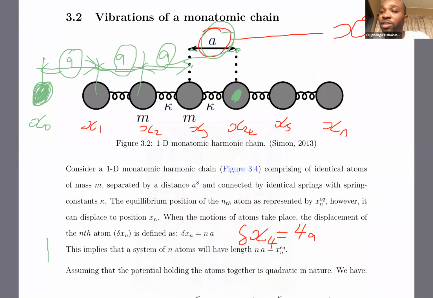And that tells us that a system of n atoms will have length Na equal to xn at equilibrium. So when we are talking about n atoms, the total length we can have here will be n times a. And what is our n? If we'll be realistic here, our n here is 6, and the total length would give us 6a. Since the distance, okay, I think I've said that over and over. So let's move.